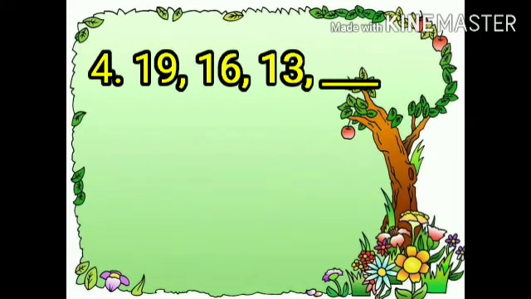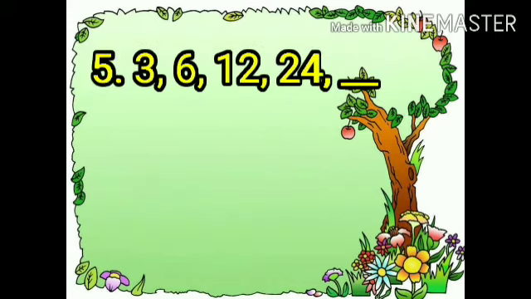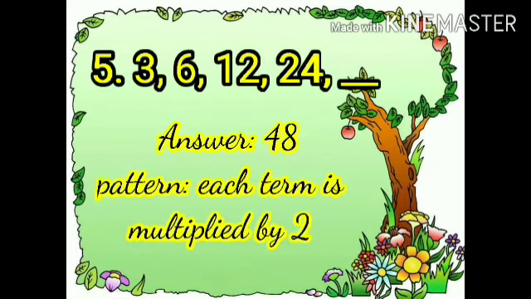Number 4, 19, 16, 13. The next term is 10. Negative 3 is being added to each term. Number 5, 3, 6, 12, 24. The next term is 48. Each term is multiplied by 2.